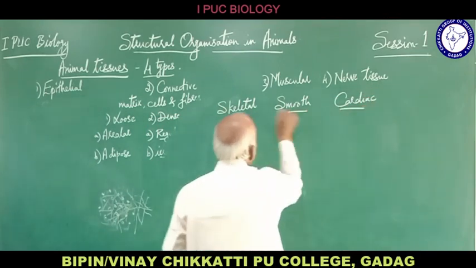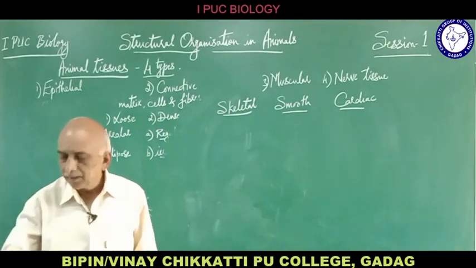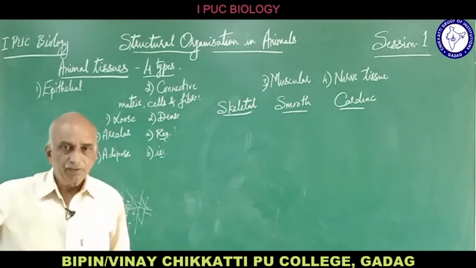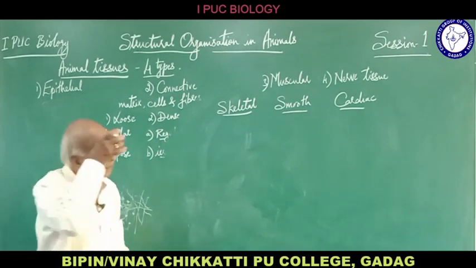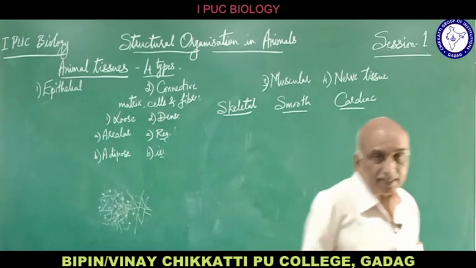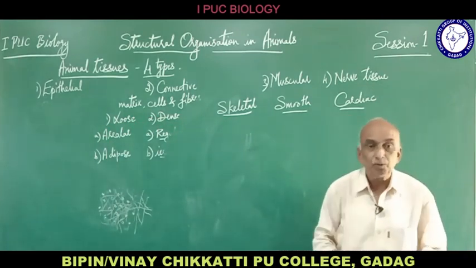So these are the three types of muscular tissues: skeletal, smooth, and cardiac. Skeletal muscle tissue means skeleton. They are always attached to the skeleton of our body, that means to the bones.